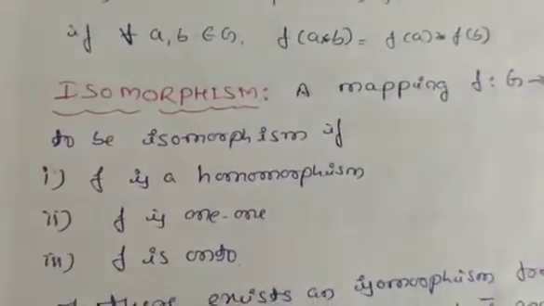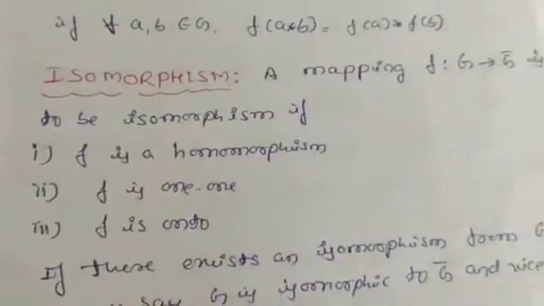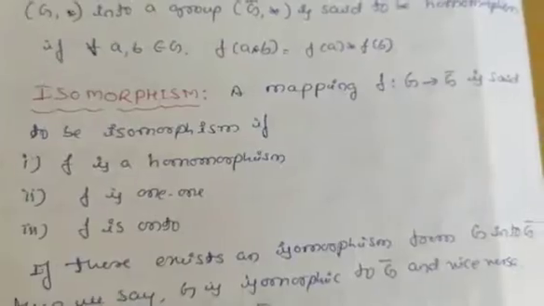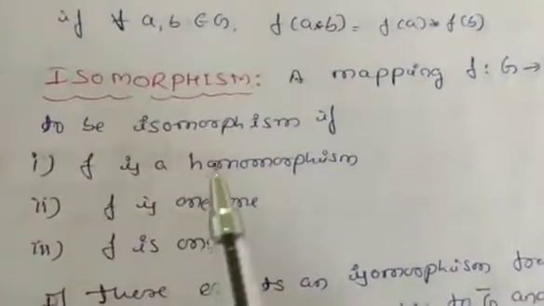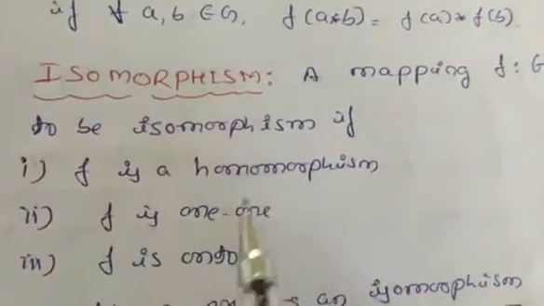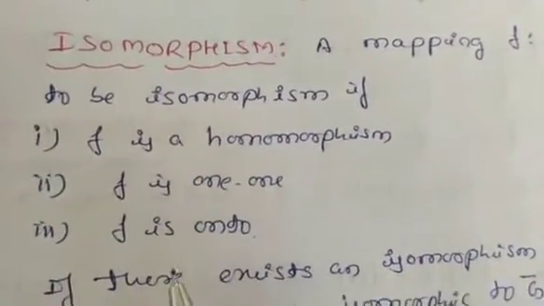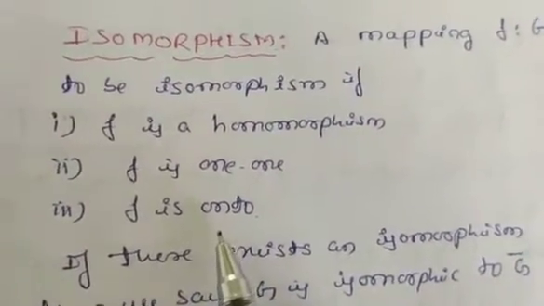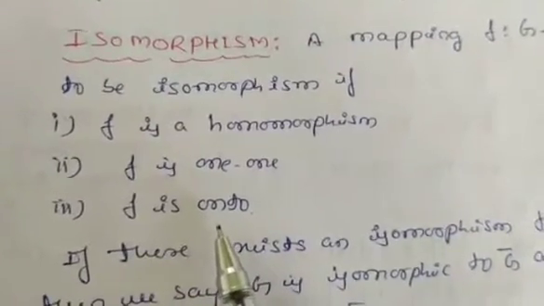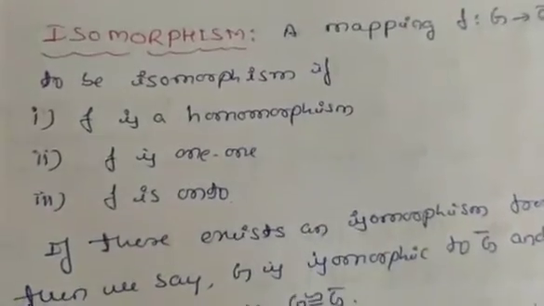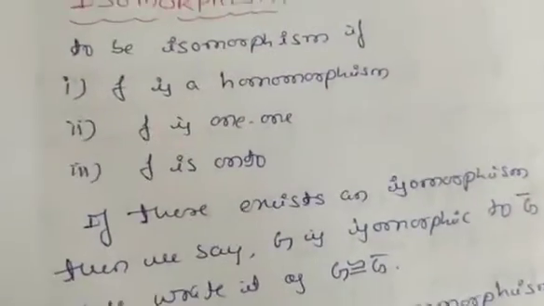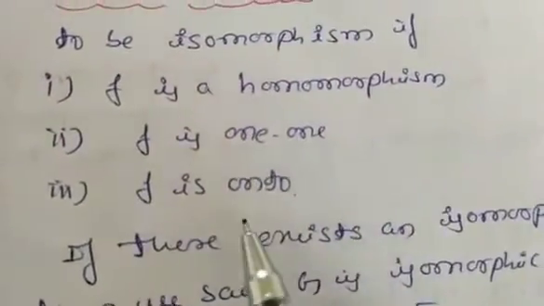So take one more definition, isomorphism. A mapping F from G to G dash is said to be isomorphism if first point, F is homomorphism, second point, F is 1 1 and third point, F is onto. If it satisfies these 3 points, then we can call it as an isomorphism. That is, first it should be homomorphism, after that it should be 1 1 and onto also.